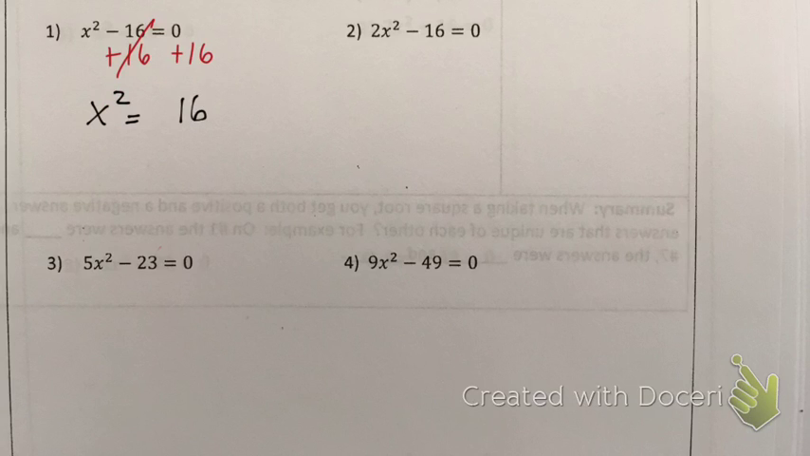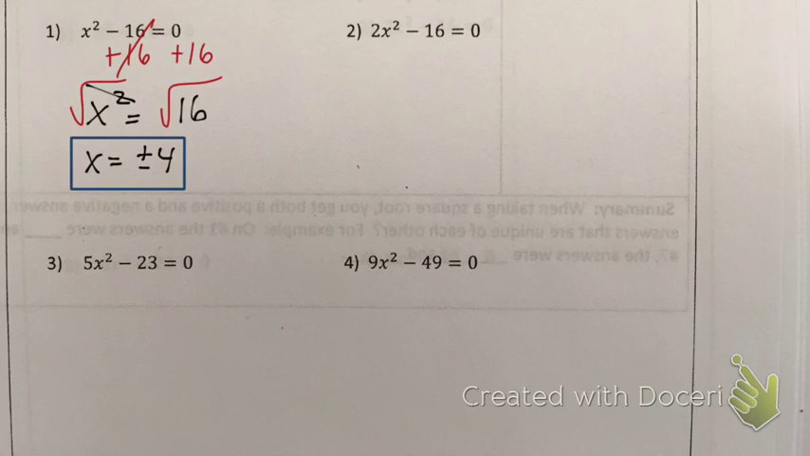Now, we still need to get x by itself, so we have to get rid of the square. To get rid of the square, we need to take a square root, and so we square root both sides. When we square root both sides, that leaves us with x is equal to 4. However, based on the fact that we just said, we have to account for both positive and negative 4. And due to that, we would write our answer as x is equal to plus or minus 4.